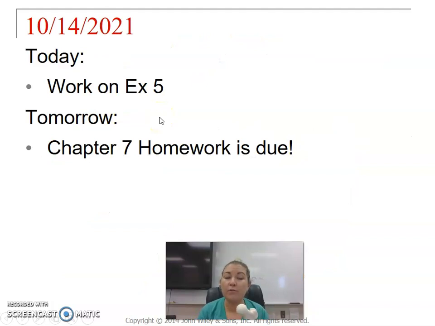Okay, so that wraps up our notes for today. Hopefully this has given you some background information so you can continue to work on exercise 5. Remember, you have a Quizlet set. Even your practice lab quiz could potentially help you with some of these surface markings if you're struggling.